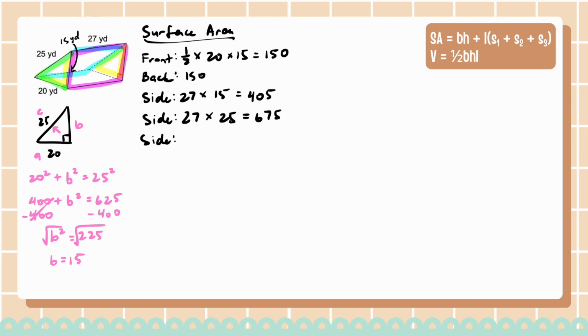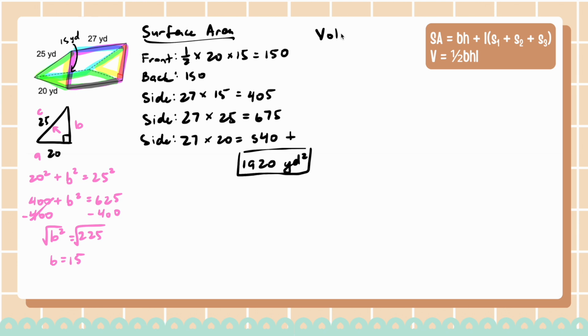All right, let's do the last side, which is this bottom side down here. The dimensions of this side are 27 by 20. So I'm going to do 27 times 20, and that gets me a total of 540. Adding up all 5 of my sides gets me a surface area of 1920. And my units are yards squared. And that's my total surface area.